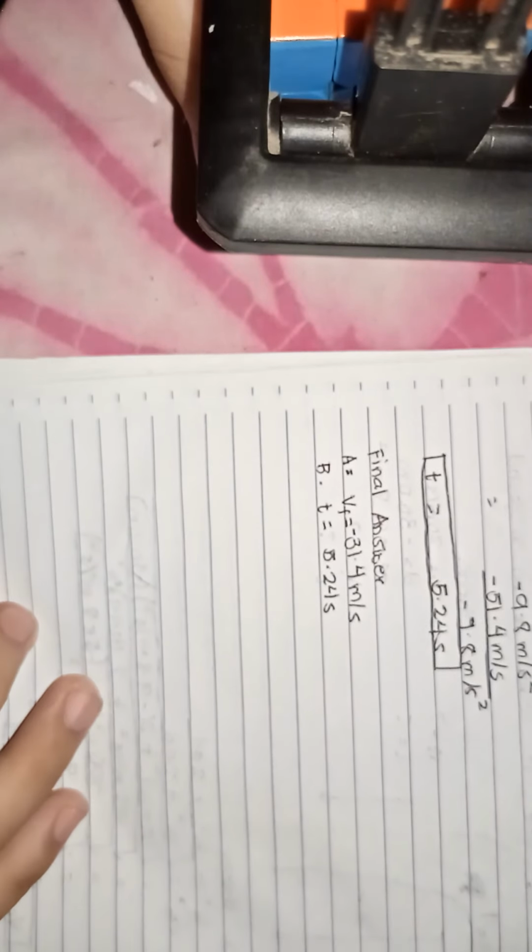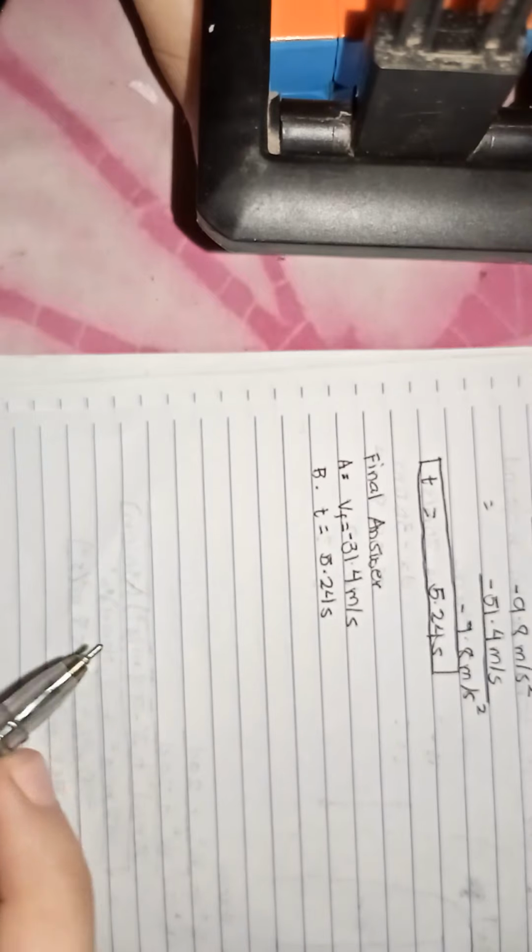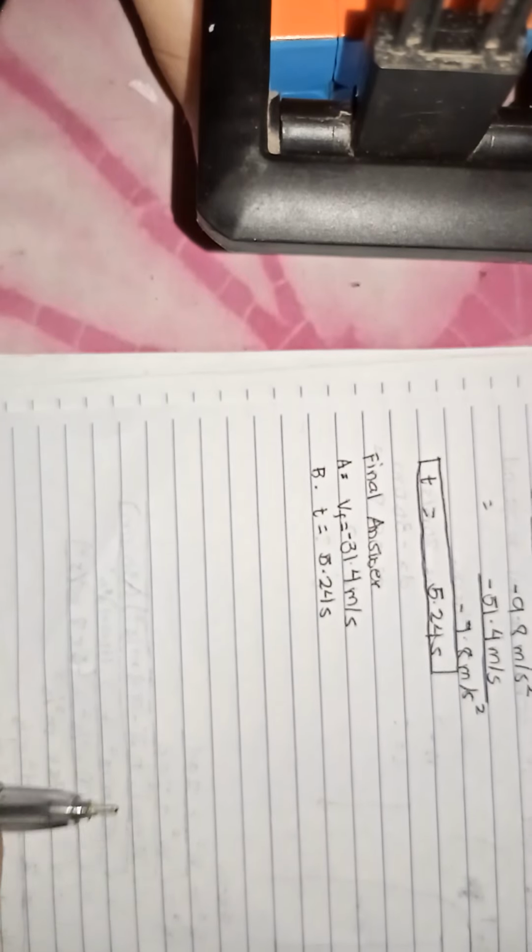Then these are our final answers. The final velocity will be negative 31.4 meters per second and the time will be 5.24 seconds.